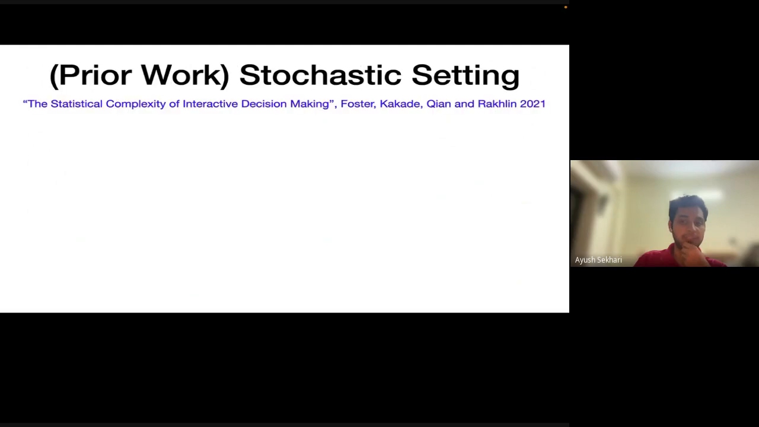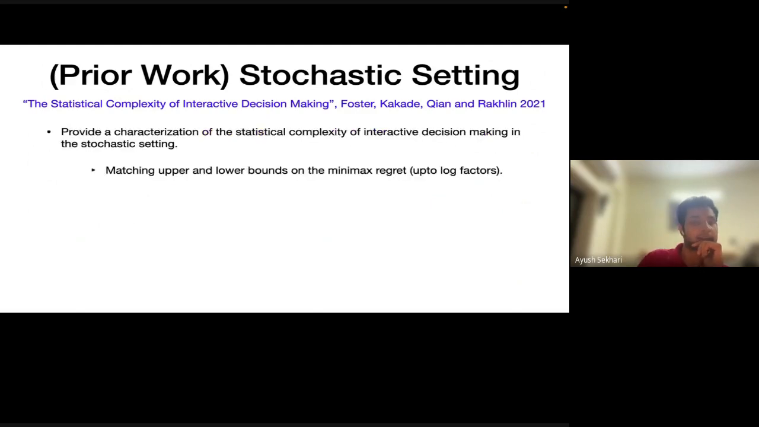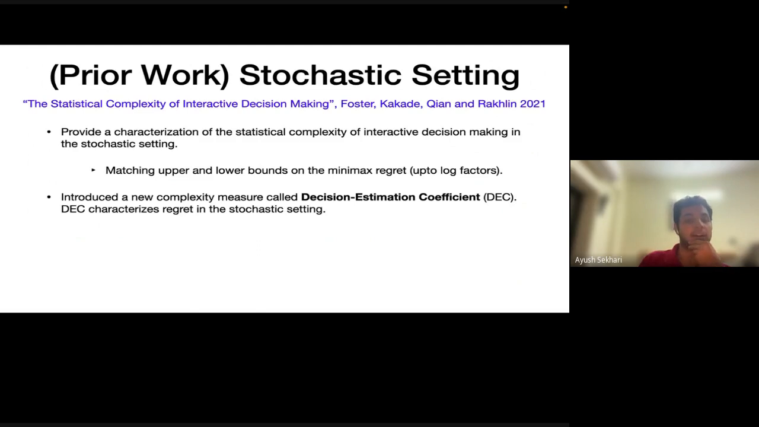So this setting was previously studied in a very popular paper called The Statistical Complexity of Interactive Decision-Making, where they tried to provide a characterization of the statistical complexity of interactive decision-making in the stochastic setting. And along with a few future works, they essentially were able to get matching upper and lower bounds on the min-max regret up to log factors. And in order to get these matching bounds, they introduced a new complexity measure called the decision estimation coefficient. And they show that the decision estimation coefficient characterizes regret in the stochastic setting.